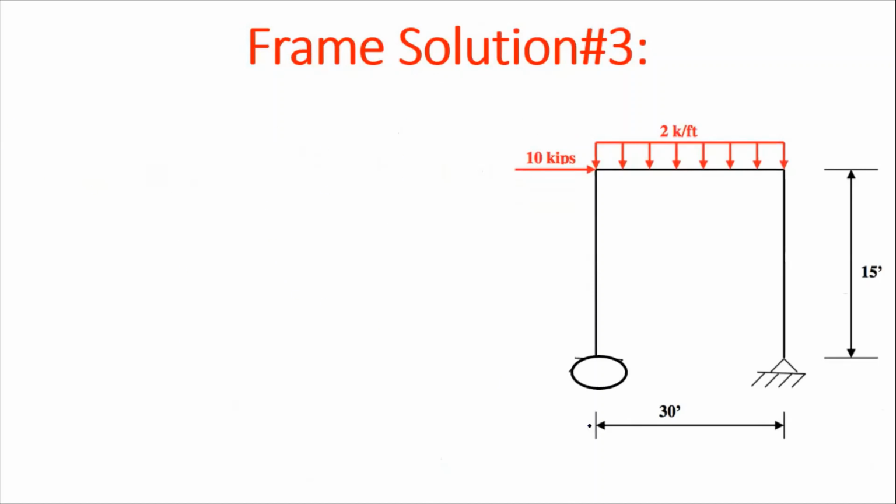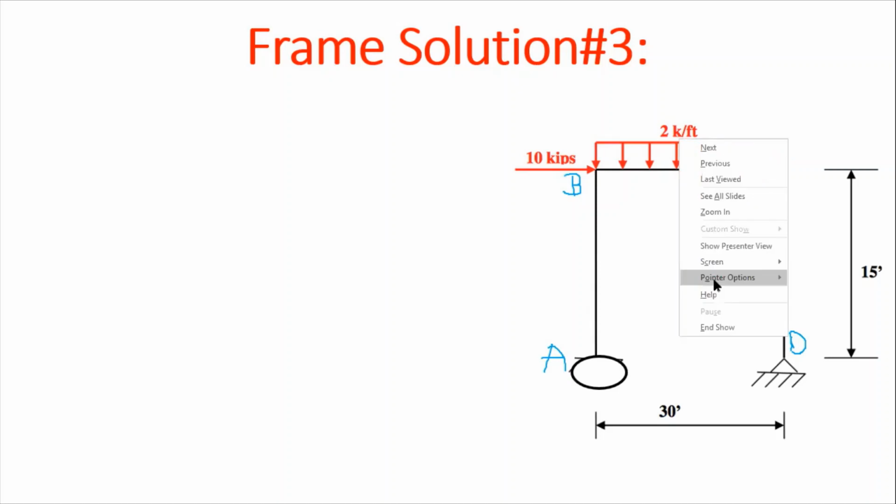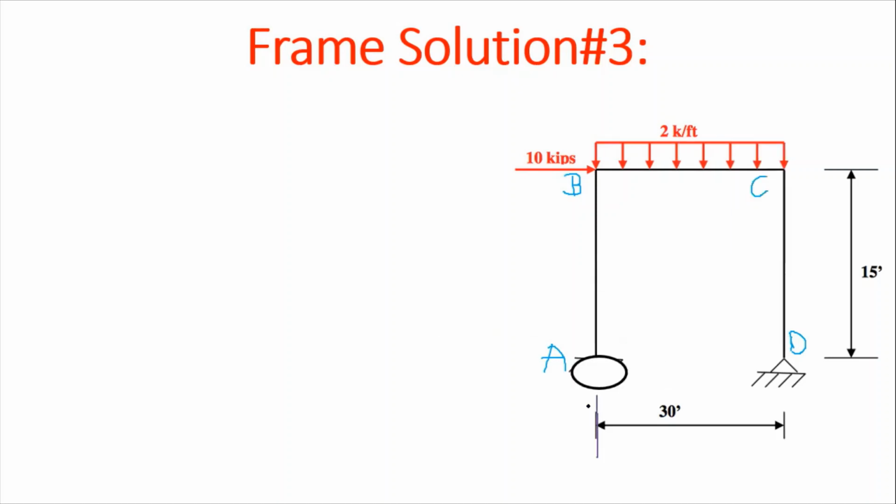So for example, I have to write this is A, B, C, and this is D. Let's start with the calculation. How many support reactions will come over here? There will be only one support reaction. This is AY, and this will be what? So this is DX, and this one is DY.